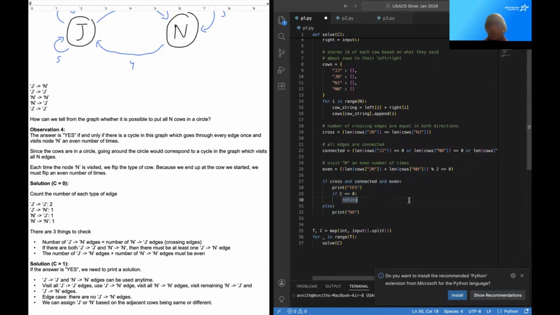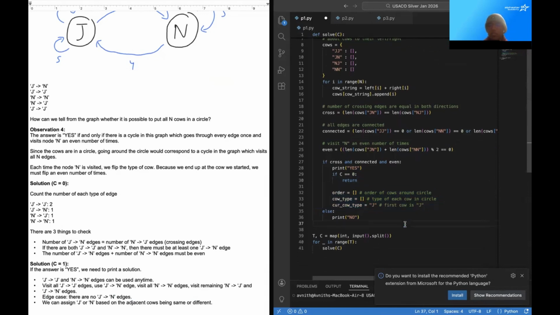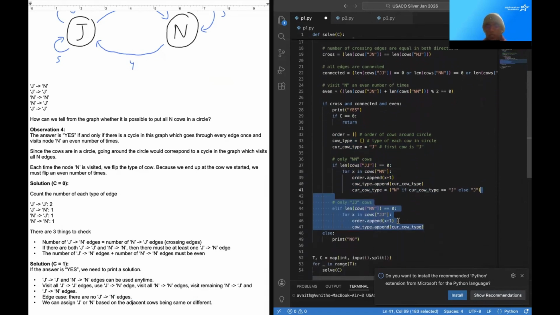Now we can implement the solution where we find a valid arrangement of cows. First, we'll create a list that stores the answer. We'll store the order of the cows as well as the type of each cow in the circle. Those are the two things we need to print. We'll also store the current cow type. As we're moving around the circle, if two adjacent cows are different, we have to flip the cow type. Otherwise, we keep the cow type the same. This makes sure that we're satisfying all the constraints based on what each of the cows says. So here are the two edge cases.